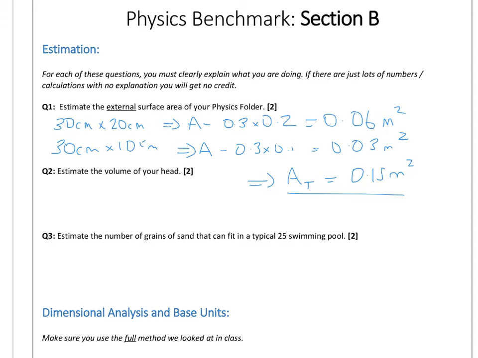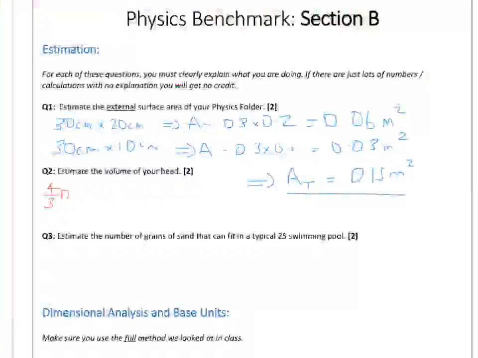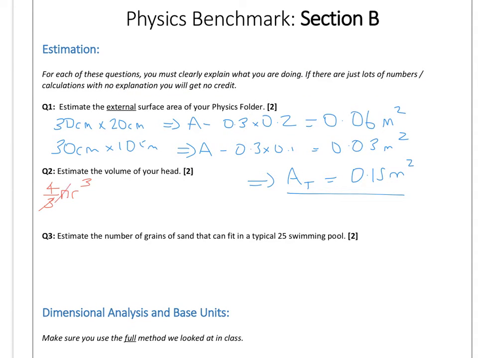Estimate the volume of your head. I'm going to approximate it as a sphere. And since we're doing estimation, we can say pi and 3 roughly cancel out, so you'd get a rough approximation like this. If you kept the 3 and the pi, that's absolutely fine, but it's an unnecessary level of detail.